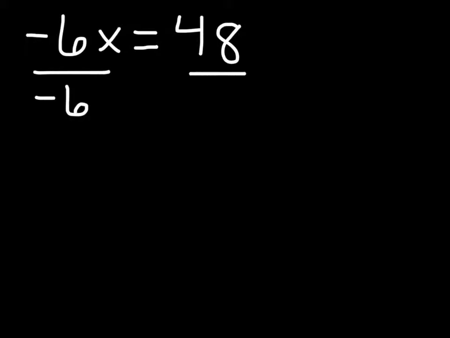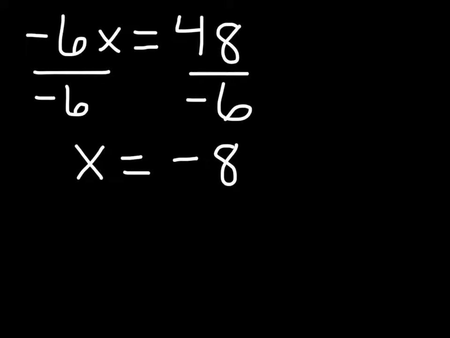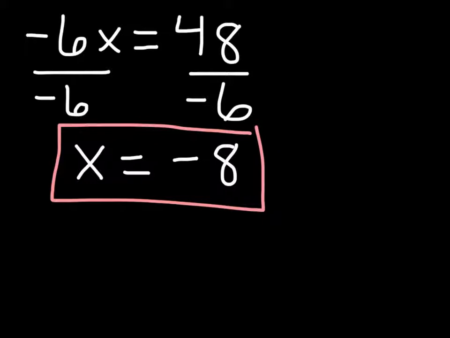Negative 6x equals 48. If we want to isolate x so we can find its value, we need to divide each side of the equation by 6, negative 6, in fact. So negative 6x divided by negative 6 gives us an answer of x. 48 divided by negative 6 gives us an answer of negative 8. So now that we've simplified, we come up with a final answer of x equaling negative 8.